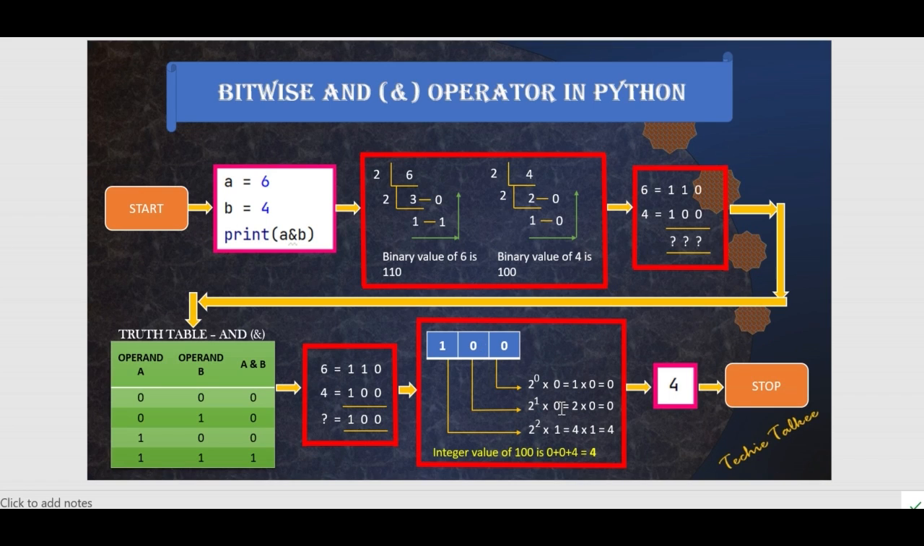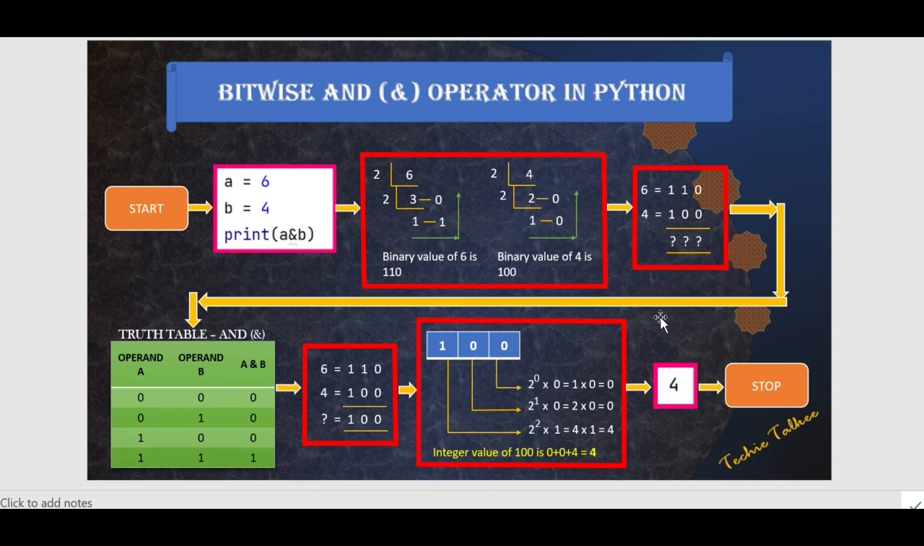So I'm going to multiply 0 by 2 power 1. 2 power 1 is 2. So 2 into 0 is 0. The next value that I have is 1. And I'm going to multiply 1 by 2 power 2. 2 power 2 is 4. So 4 into 1 is 4. So when I add these three values, I'll get the integer value of this binary value. So the integer value is 4.